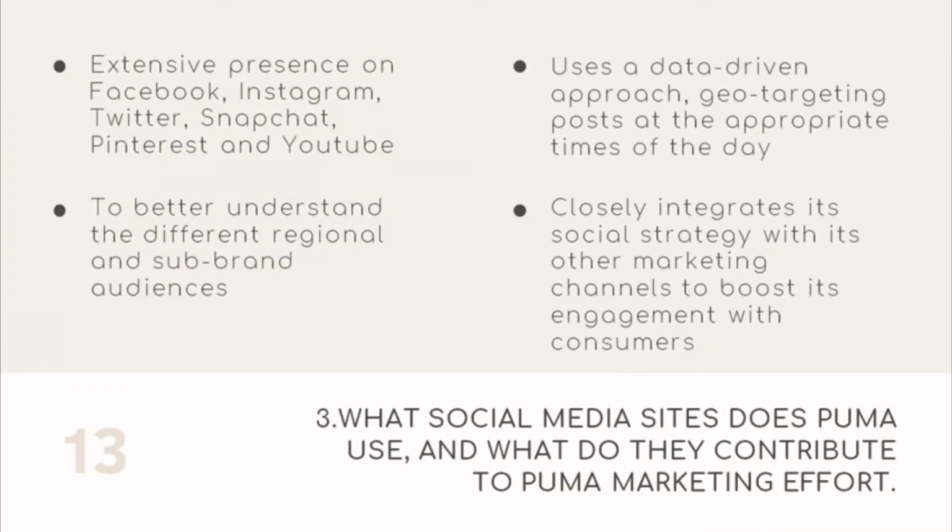Question number 3. What social media sites does Puma use and what do they contribute to Puma's marketing effort? Puma has an extensive presence on Facebook, Instagram, Twitter, Snapchat, Pinterest, and YouTube, and closely integrates its social strategy with its other marketing channels with an eye toward driving the conversation and deepening its engagement with customers. It uses social media in part to better understand the different regional and sub-brand audiences within more than 120 countries in which it operates. Dedicated sport, country, region, and product category pages were created for each social network.